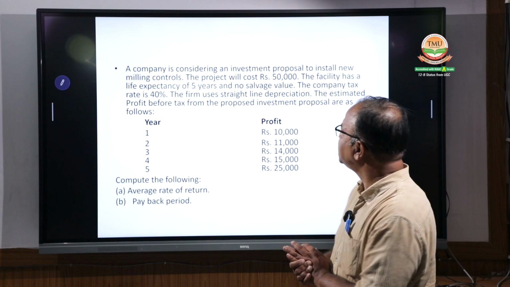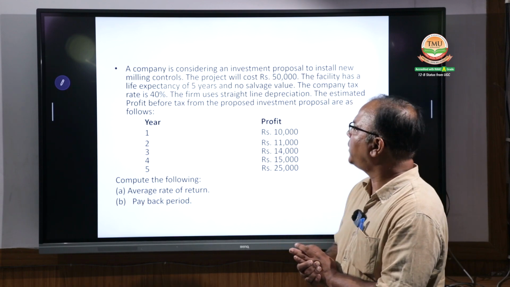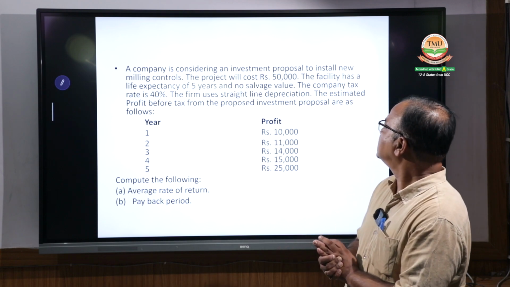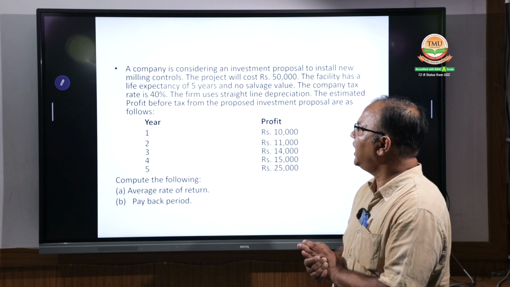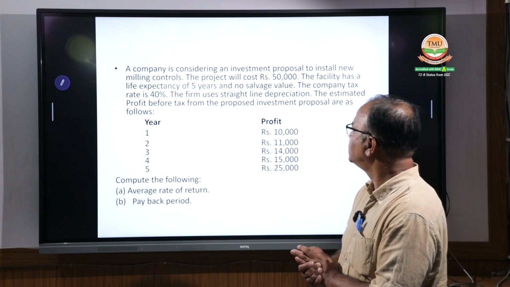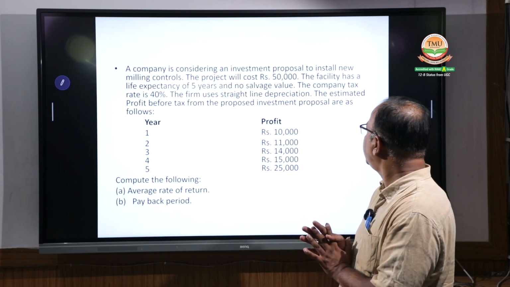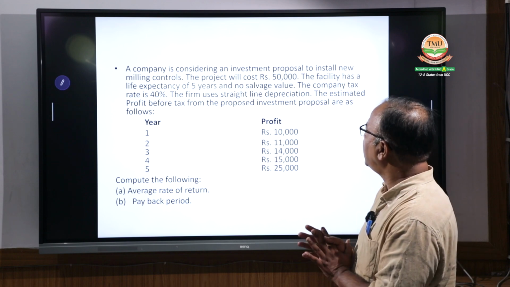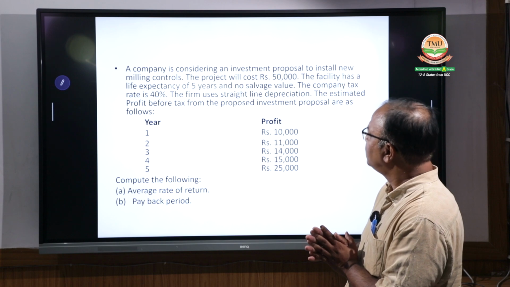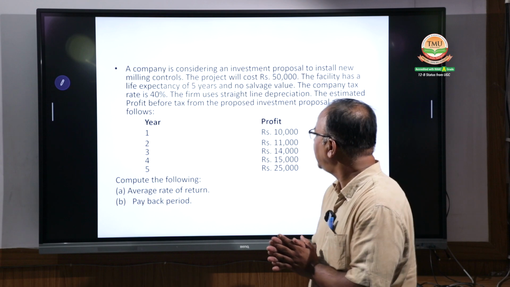A company is considering an investment proposal to install new mining controls. The project will cost rupees 50,000. The facility has a life expectancy of 5 years and no salvage value. I'm repeating again: cost of the machinery is 50,000 and life 5 years, no salvage value. The company tax rate is 40%. Estimated PBDIT is given to you.